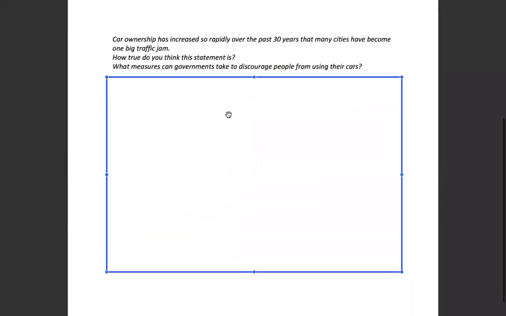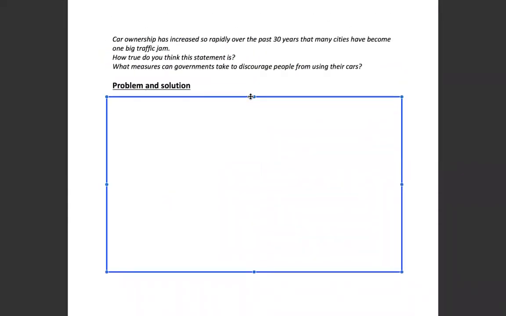Let's have a look at the last type of essay. This is a problem solution essay. So I'd like you to quickly have a look at this question and type in the chat box, what is the problem that they mention here?